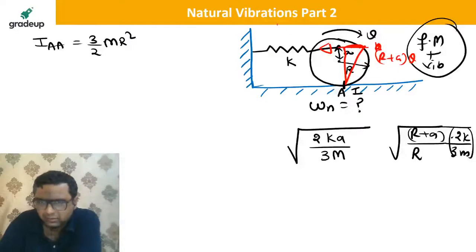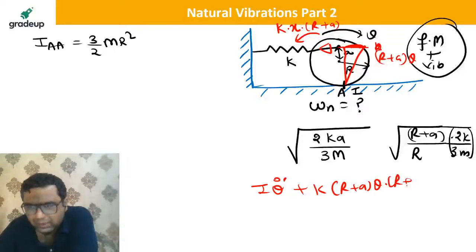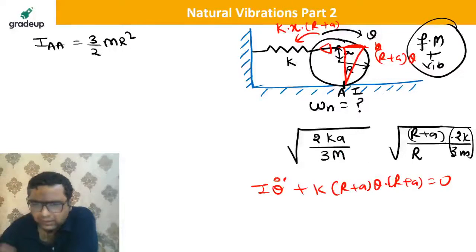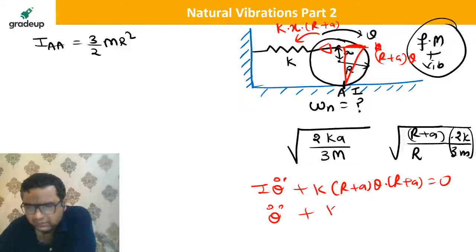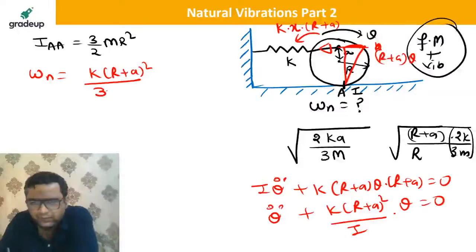So the force will be k into x, and the torque will be k into x into r plus A. This will be restoring torque. So I theta double dot plus k into x, where x is r plus A into theta, into r plus A, equals 0. And guys, you can write it theta double dot plus k into (r plus A) square divided by I into theta equals 0. Omega n will be k into (r plus A) square divided by 3m r square by 2.